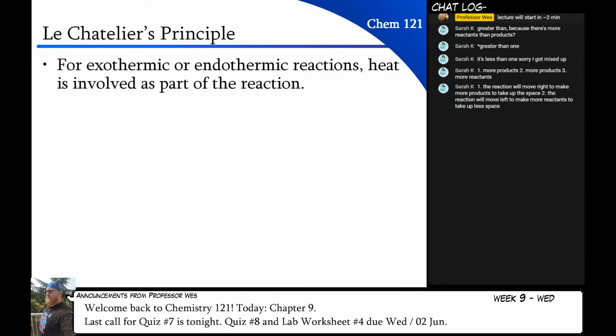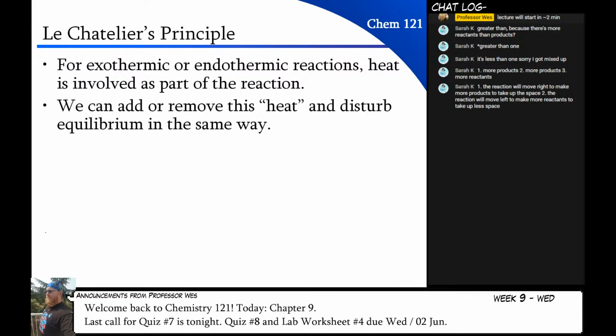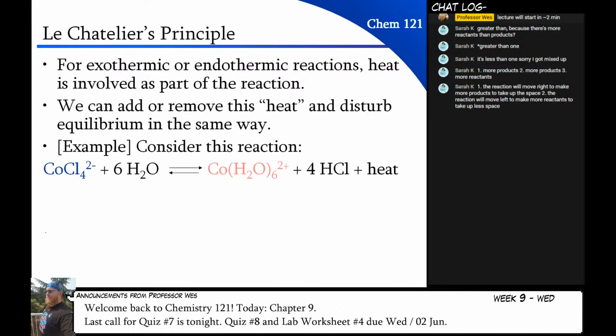All right. So the last thing that we're going to talk about for Le Chatelier is the use of heat. Heat is something that can be part of a reaction, because we studied exo and endothermic reactions in yesterday's lecture. Now, if I write the reaction like this, where heat is either a product or a reactant, and you change the amount of heat in there, you can disturb equilibrium.